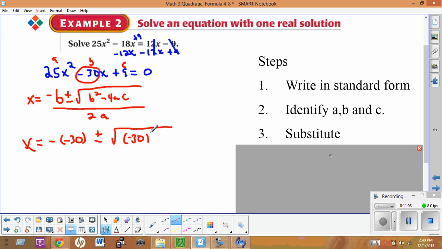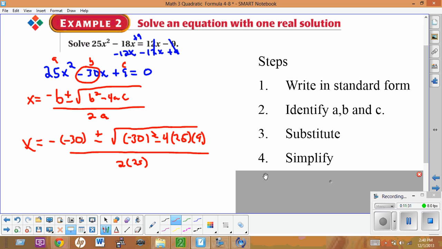Minus 4 times a, which is 25, times c, which appears to be 9, all over 2 times a. And a, again, is 25. Okay, it looks like we have some big numbers, but that's okay. So let's go ahead and simplify what's underneath the radical first. So go ahead and pause the video, and let's simplify that first and see what we get. Go ahead and do that now.